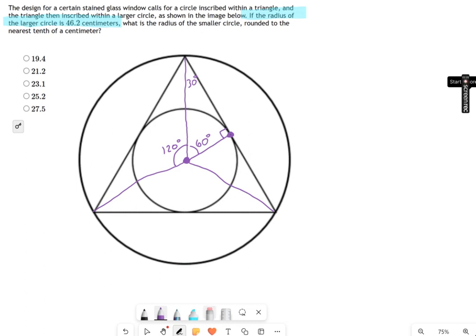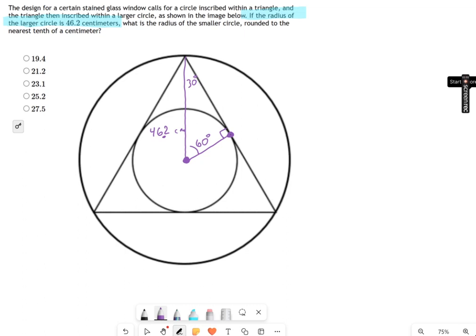Now, I need to clean this picture up a little bit. Okay, so just remember there's a 30, 60, 90 right there. I'm going to move some of this stuff out of the way. And let's take a look at the radius of that big circle. The radius of the big circle is 46.2, which in my picture is right here. That's 46, not degrees. It's not 36.2 degrees. That's 46.2 centimeters. Right here. That's the radius.